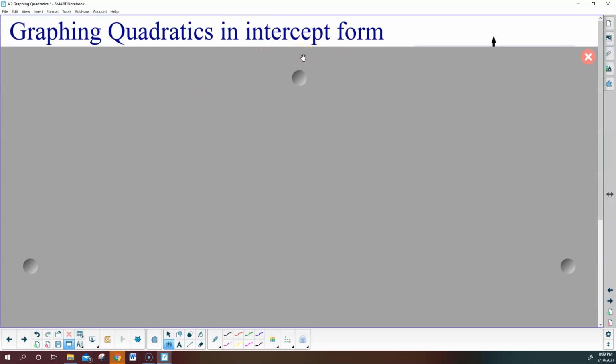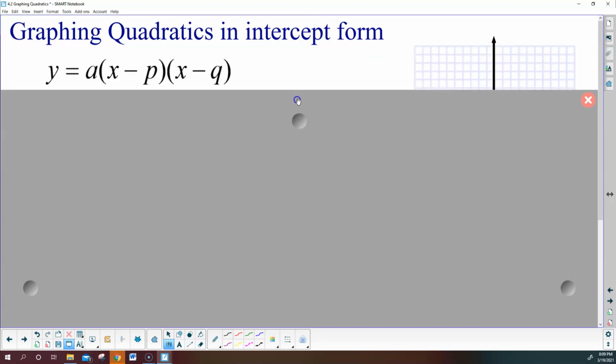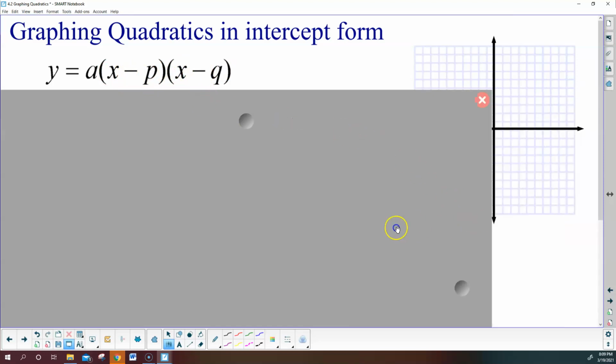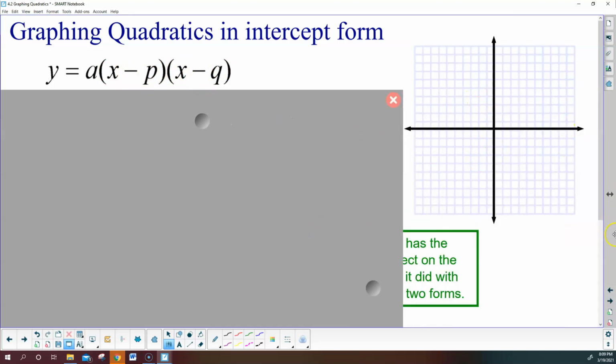Well, we just undid that. So if I have a form that's factored, see, here's the a value that we don't really know what it is until the equation gives it to us. And then we've got x minus p. Well, that is a factor, and x minus q is a factor. Well, where did those come from? Right? Those came from the graph.